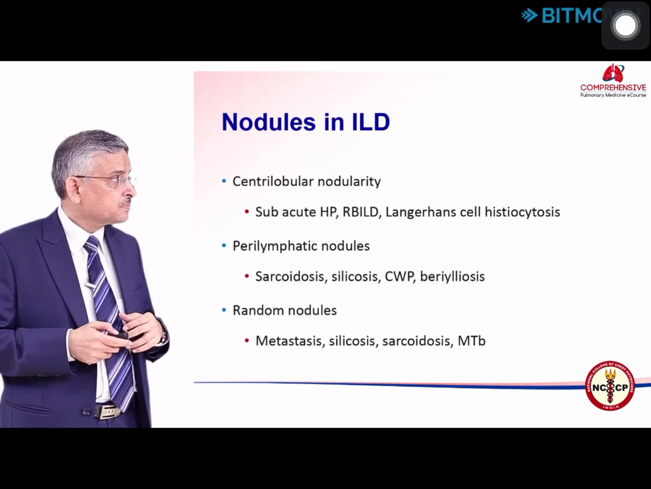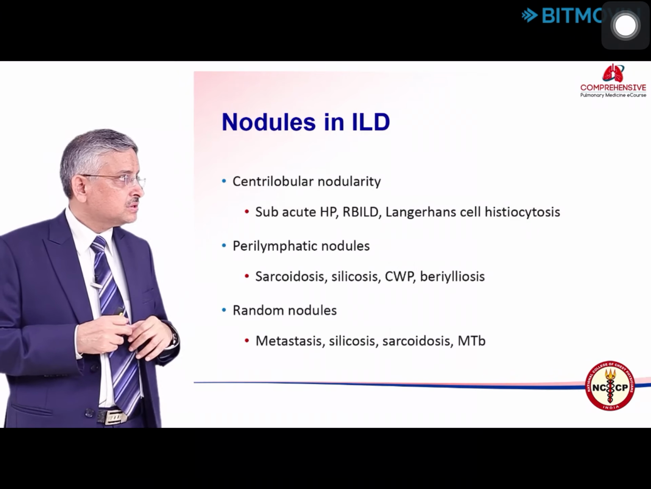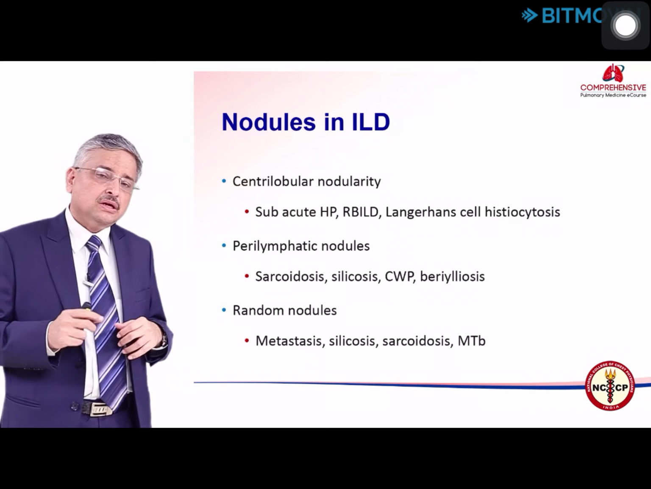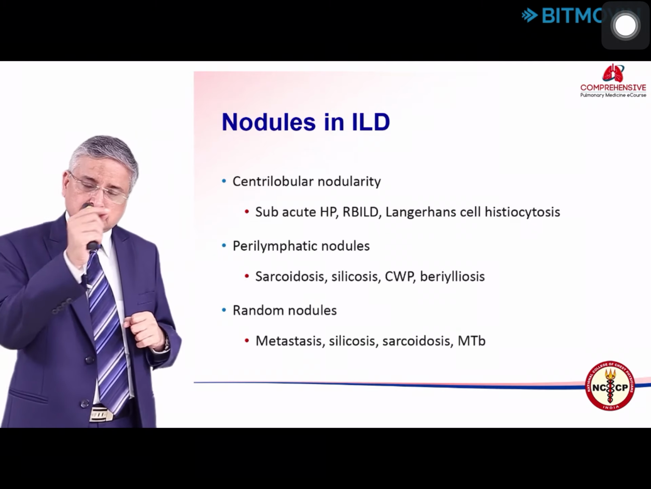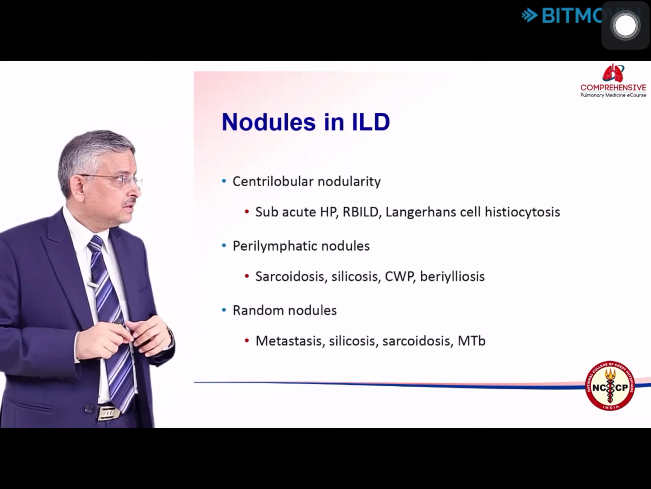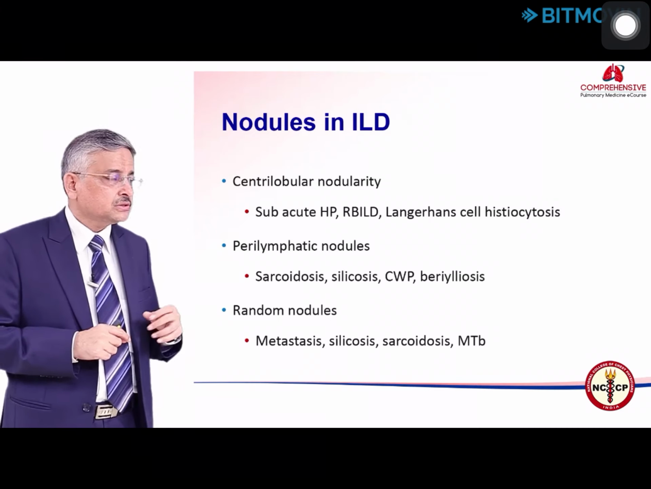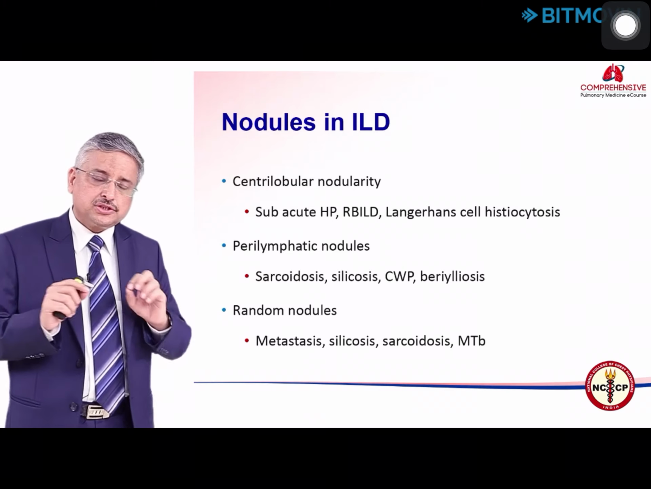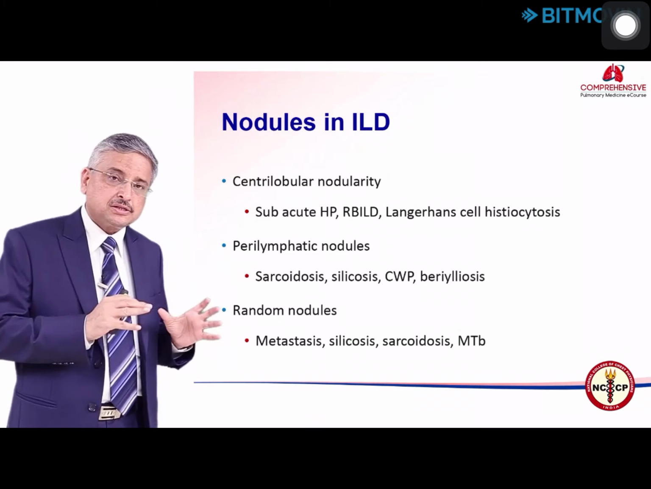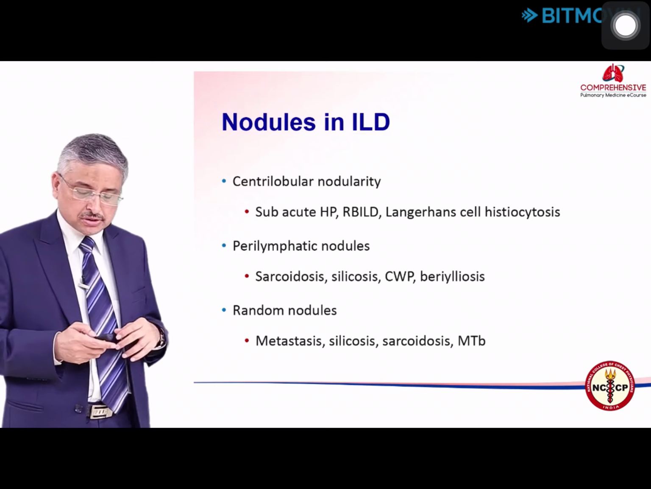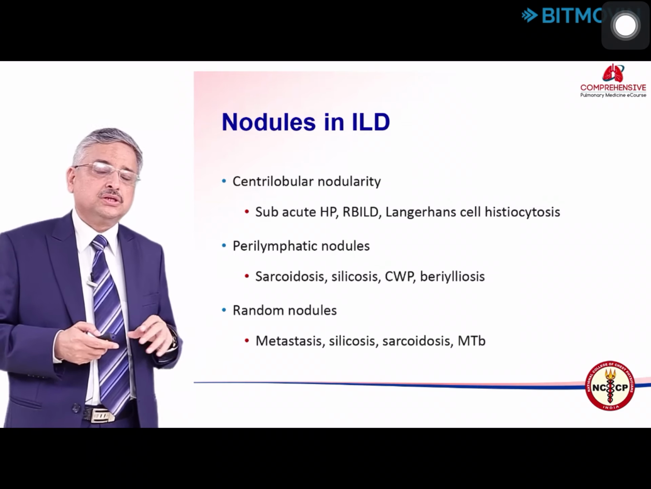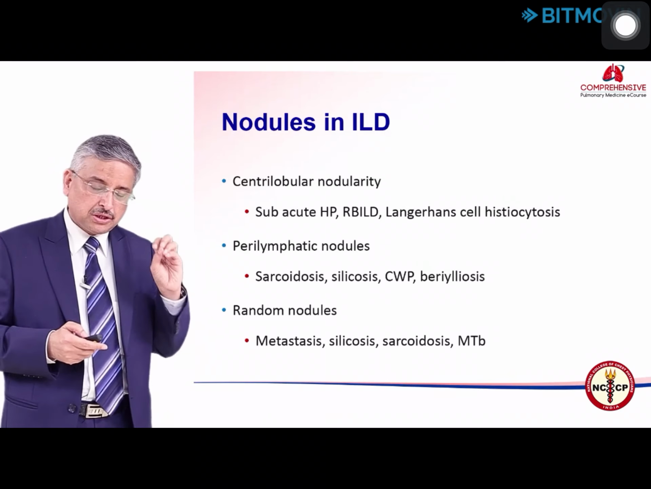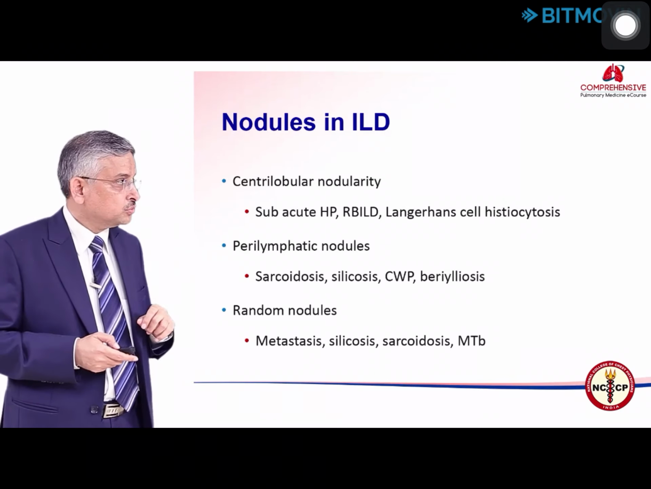Why is it important? Because if you have centrilobular nodules, you are looking at subacute HP, RB-ILD, Langerhans cell histiocytosis. If you have nodules which are around the fissure, subpleural, perilymphatic, then you must think of sarcoidosis, silicosis and coal workers' pneumoconiosis. If you have random nodules, distributed all over, it could be metastasis. It can also occur in silicosis, sarcoidosis, and another common cause in our country is miliary tuberculosis, where the miliary shadows can coalesce and look like nodules.